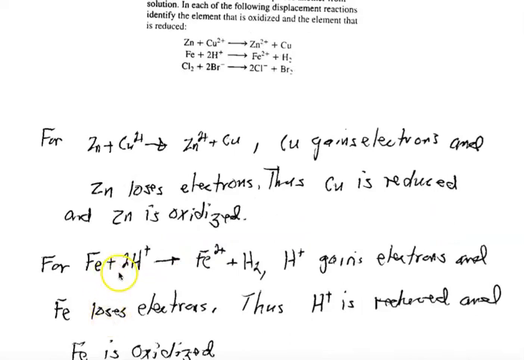Here we have iron plus 2 hydrogen ions yield then iron 2 plus and hydrogen gas. So here the hydrogen ion gains electrons because now we've come from the hydrogen ion to the hydrogen gas, and the iron, Fe, has lost electrons. Thus, H plus is reduced and the iron is oxidized.